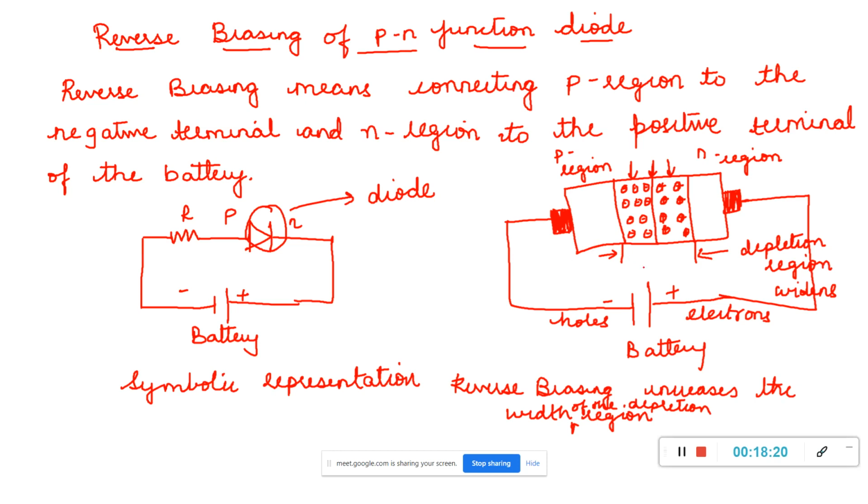No charge carriers are there. So the immobile negative ions and the immobile positive ions are created here, but no charge carriers are there. The charge carriers are moving away from the junction.